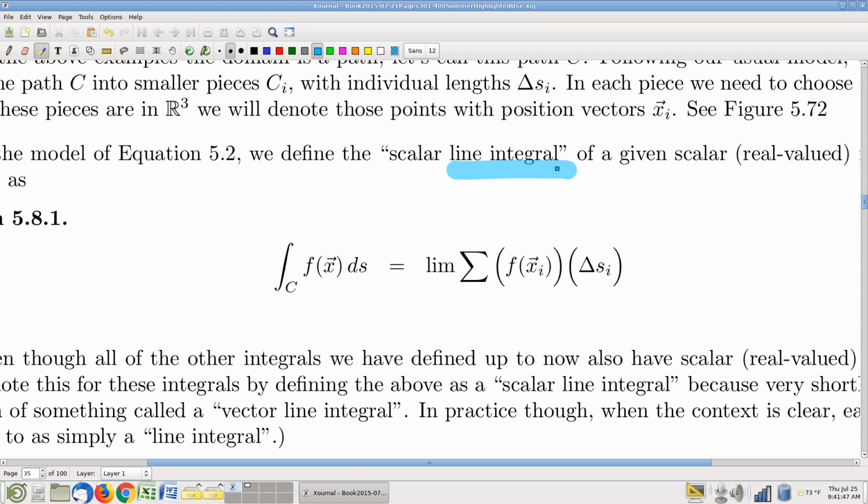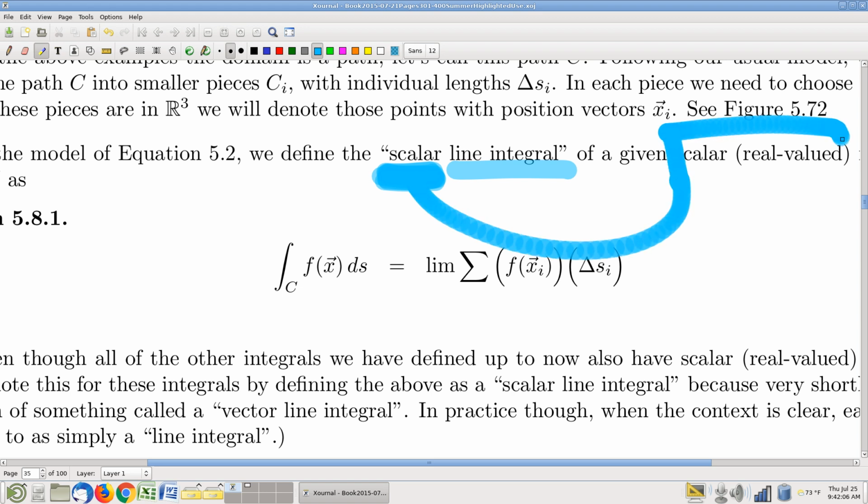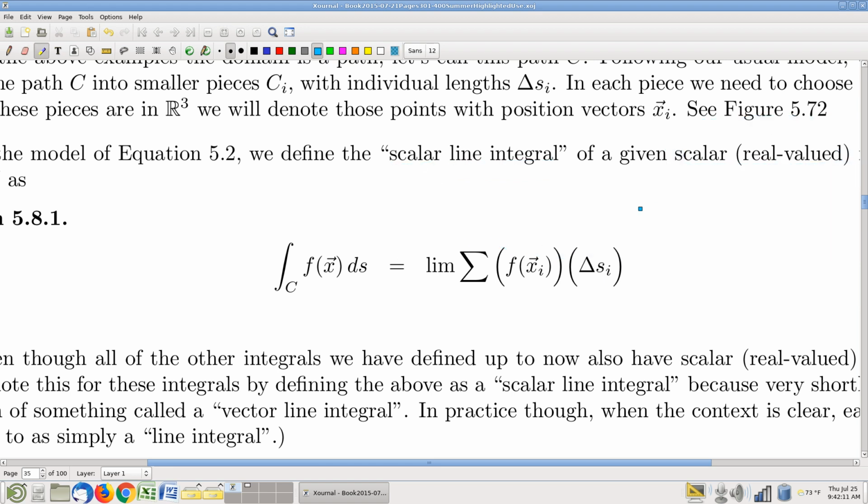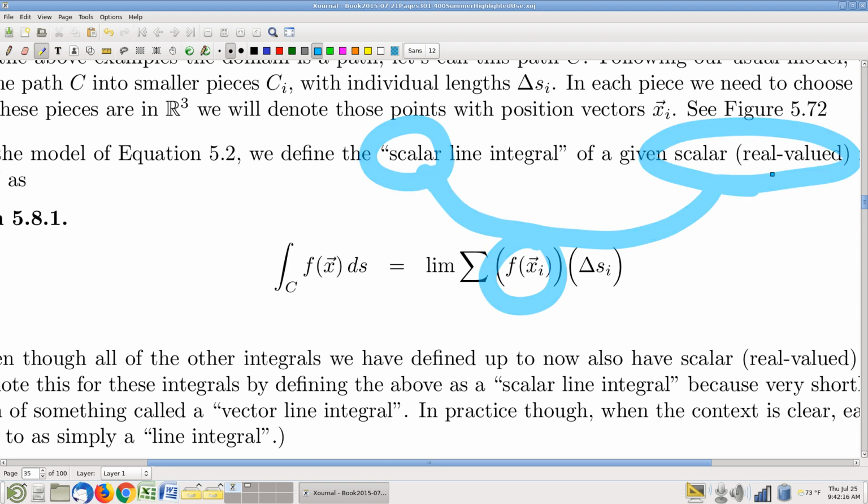By the way, I put the little prefix over here. I call this a scalar line integral for reasons that I can't give you details on just yet, other than it turns out there are other kinds of line integrals. So this one, I'm just going to call a scalar line integral to draw attention to the fact that we're talking about an integrand which is a scalar valued, a real valued function. Other kinds of line integrals we'll talk about later.